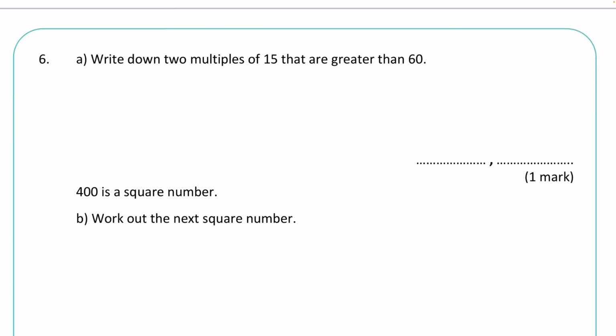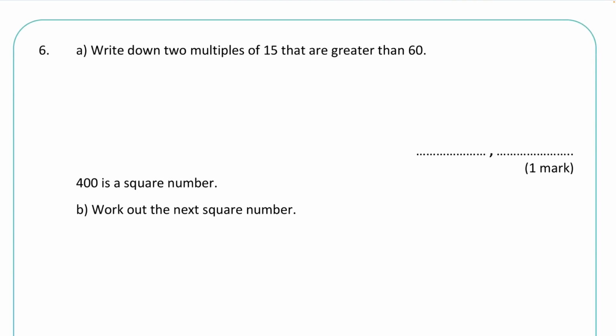This next question says to write down 2 multiples of 15 that are greater than 60. So multiples are its times tables. Again, I could use a calculator here. I could just do 15, add 15, and I can just keep adding 15 on my calculator. I'll get 45, then I get 60, and then we get 75, and then we get 90. So the next 2 multiples that are greater than 60 are 75 and 90.